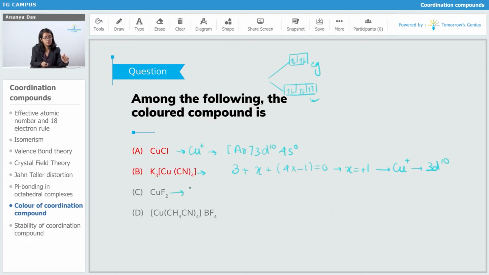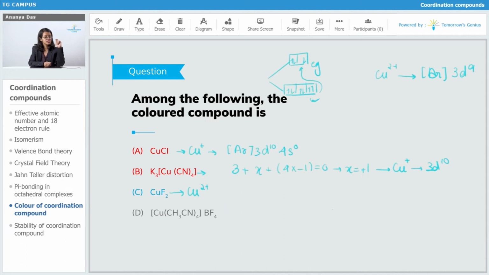In this case, copper is in Cu2+ state because fluorine has a negative charge and there are 2 fluorines present. So copper has 2 positive charge. That means it is going to be Ar 3d9. So that means it has 1 electron less in your Eg. So let's just erase one of the electrons from here. 1 electron less in Eg. So a T2g electron can get excited to your Eg, and hence this will show color.